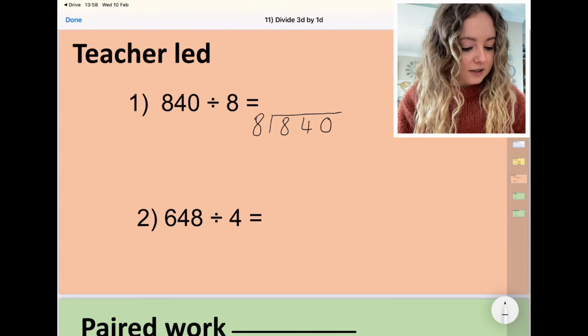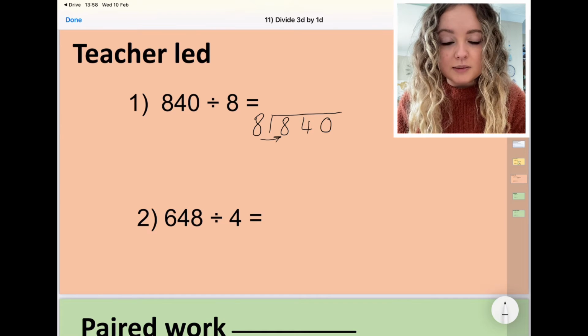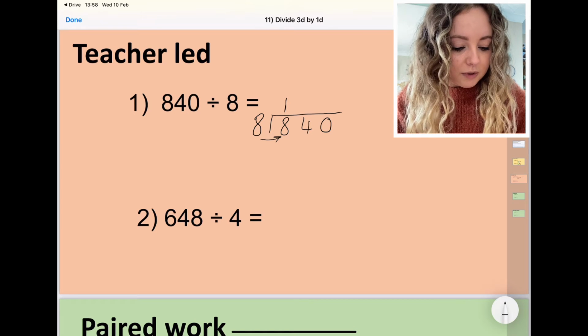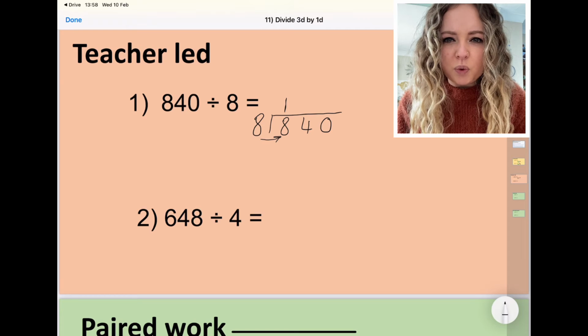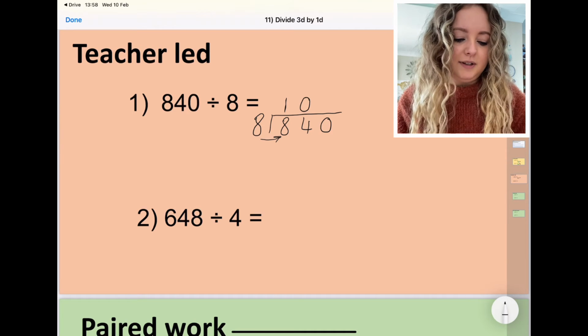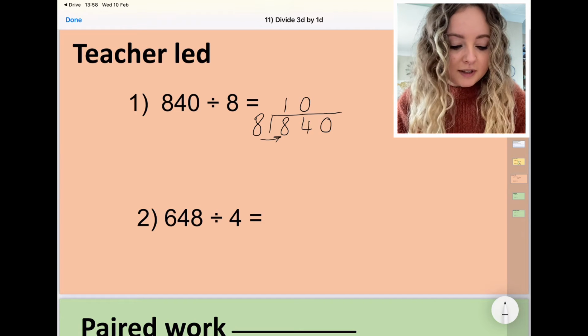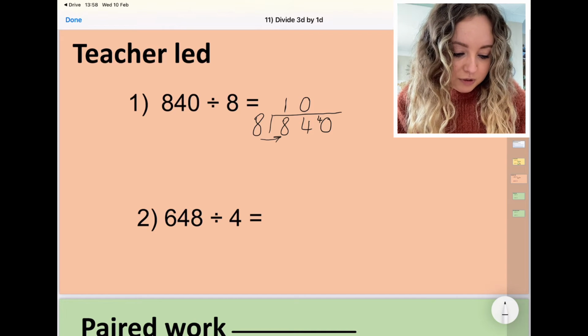Okay, let's try it. So 8 into 8. How many times does 8 go into 8? Once. So let's write number 1 there. Okay, next one. How many times does 8 go into 4? Well, it doesn't go into 4, does it? No. So it goes in 0 times. But because it's 0, we need to regroup that 4. So we're now putting it here.